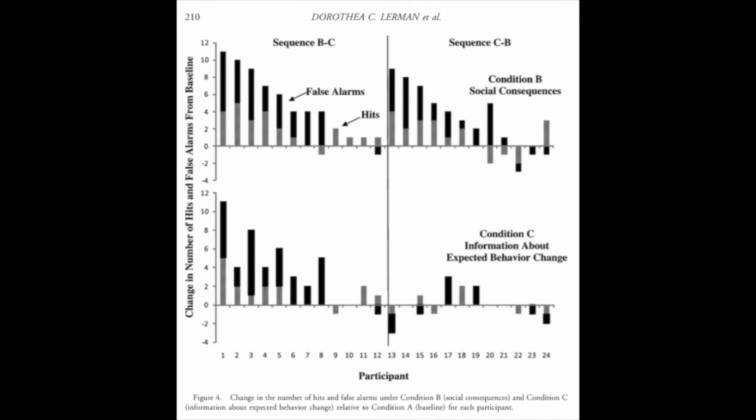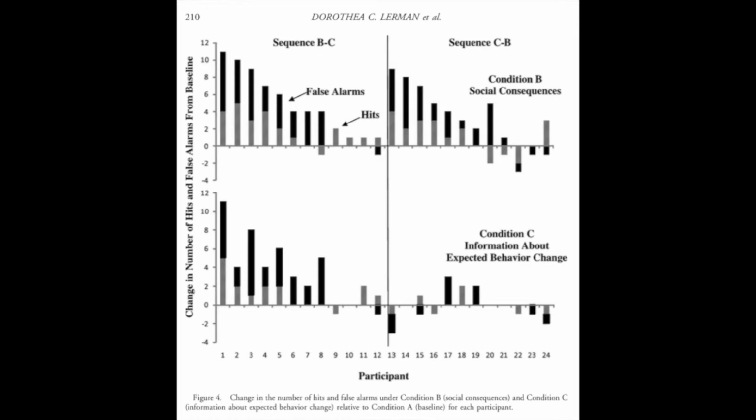Data for the 12 participants who experienced condition B prior to condition C are displayed on the left, and data for the 12 participants who experienced condition C prior to condition B are displayed on the right. Under condition B, 12 of the 24 participants showed an increase in both hits and false alarms, indicating that social consequences bias responding. 1 participant showed a decrease in hits and false alarms, an outcome that is consistent with response bias but opposite to the direction expected.